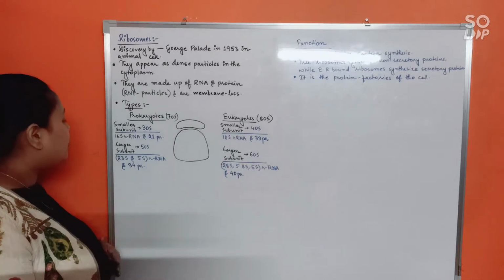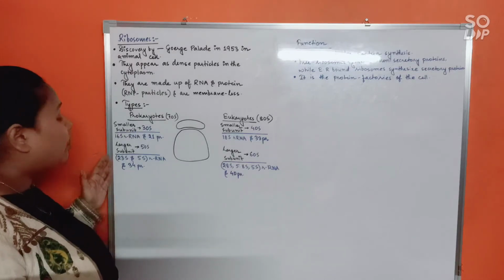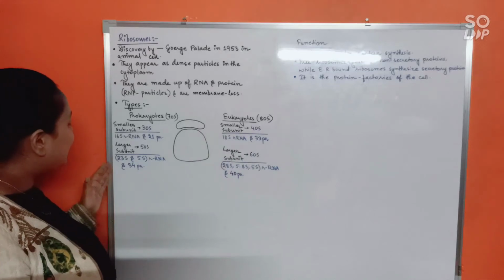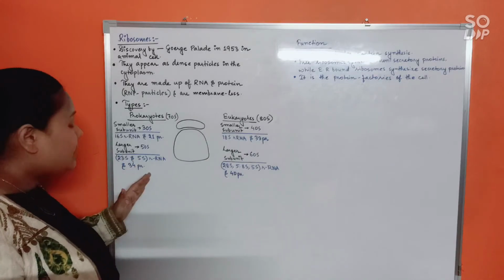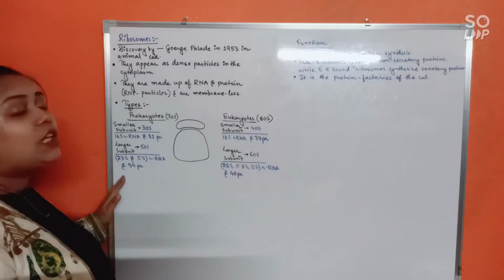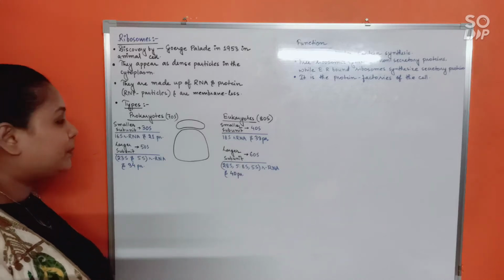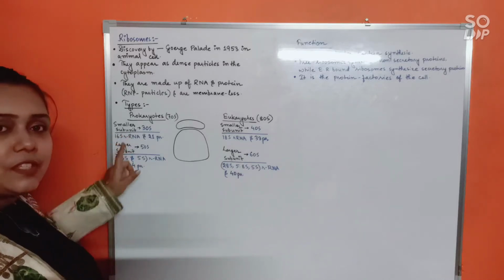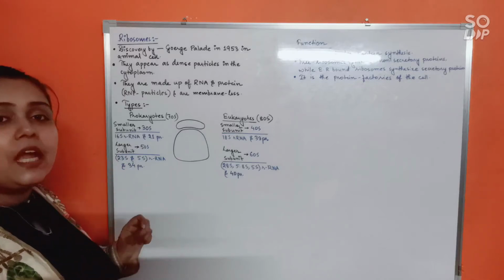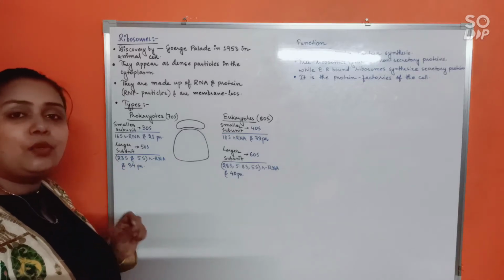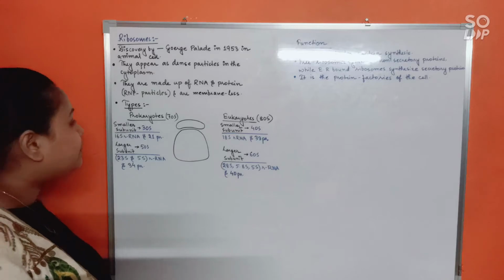The larger subunit of the ribosome, on the other hand, for prokaryotes is made up of 23S and 5S rRNA and 34 proteins. Do remember these specificities. How many proteins and which particular rRNA, that would be very important for you to remember.